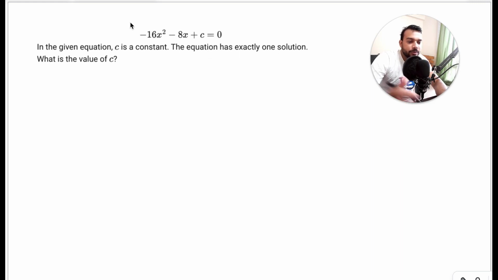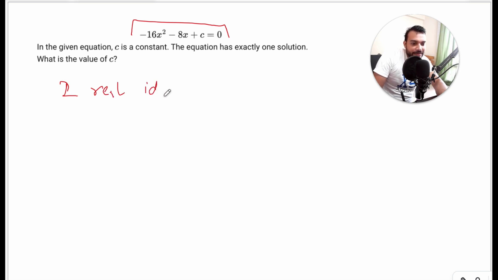Negative 16x squared minus 8x plus c is equal to 0. This equation is given to us. In the given equation, c is a constant. The equation has exactly one solution. What is the value of c? This is a quadratic equation and they're saying that it has exactly one solution. That means it has two real but identical roots.